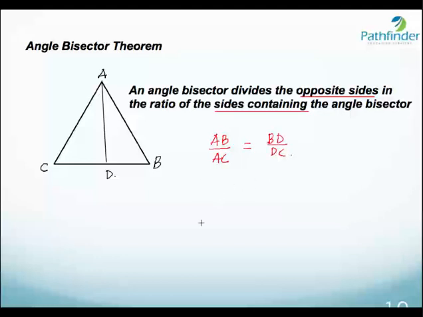upon DC. So AB and AC are the sides containing the angle bisector AD, and therefore the opposite side BC is divided in the ratio of AB upon AC. This is the very important angle bisector theorem.